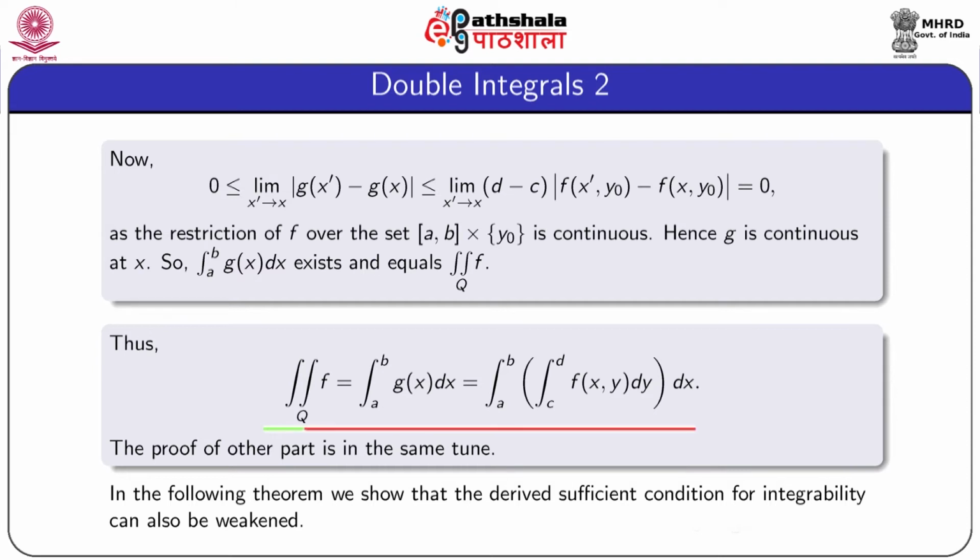So, the integral from a to b of g(x) dx exists and equals the integral of f over Q. Thus, the integral of f over Q equals the integral from a to b of g(x) dx, which equals the integral from a to b of the integral from c to d of f(x, y) dy dx. The proof of the other part is in the same tune.